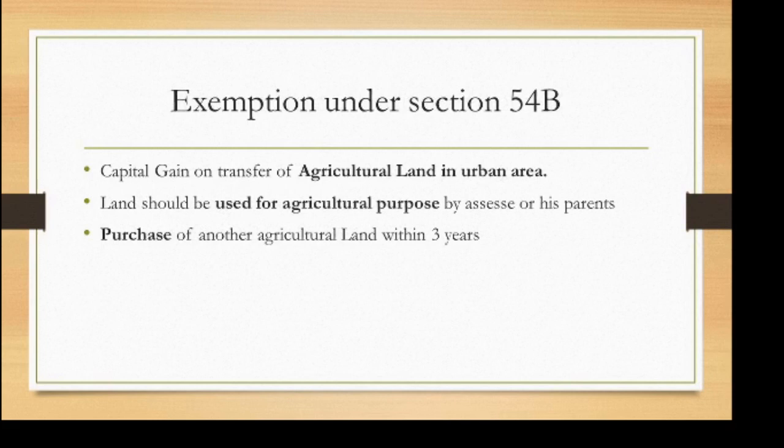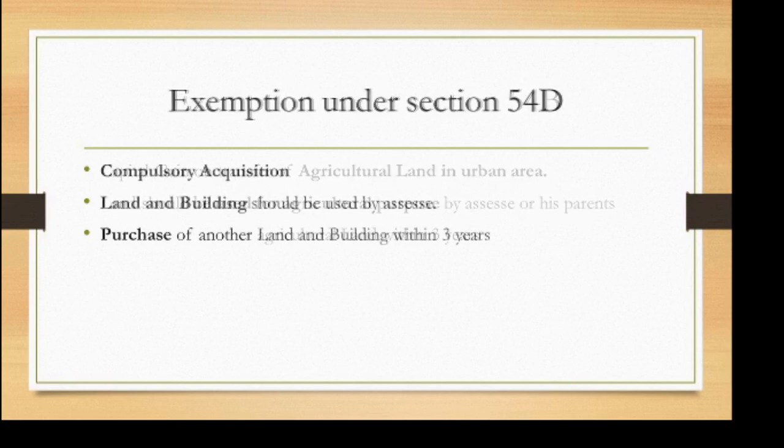Exemption under section 54B: capital gain on transfer of agricultural land in urban area. Capital gain on transfer of agricultural land in rural area is fully exempted. So, if the agricultural land is situated within the limits of an urban area, and the agricultural land has been used by the assessee or his parents for agriculture purpose, and they buy a new agricultural land within 3 years from the date of transfer, then they can claim exemption under section 54B.